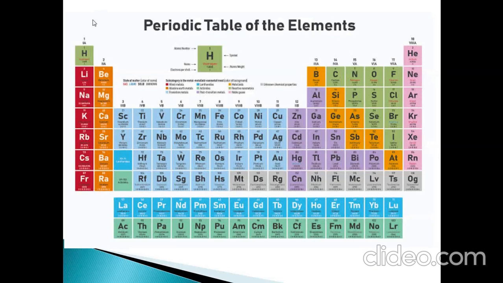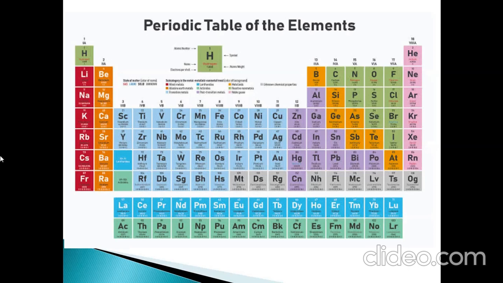Period 1 consists of hydrogen and helium. Period 2 consists of lithium, beryllium, boron, carbon, nitrogen, oxygen, fluorine, and neon. So total 8. Period 3 consists of sodium, magnesium, aluminium, silicon, phosphorus, sulfur, chlorine, argon.